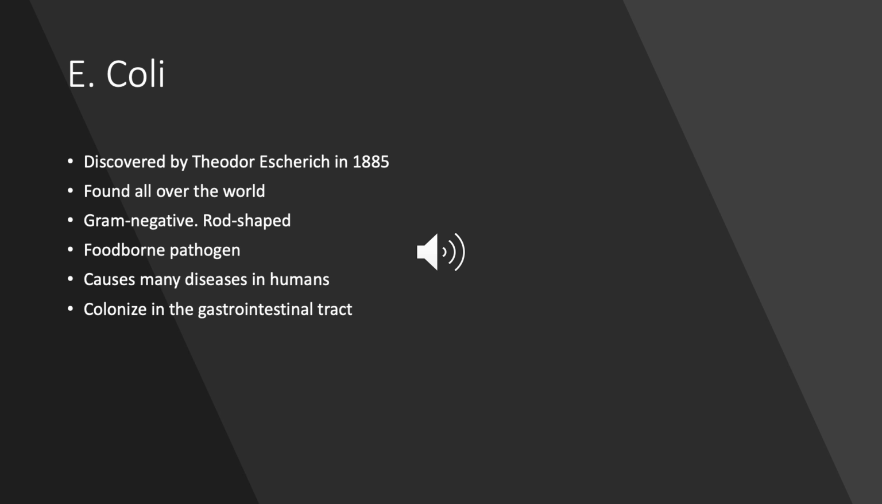E. coli was originally discovered by Theodore Escherich back in 1885 and is found all over the world. It is a rod-shaped gram-negative organism and foodborne pathogen. E. coli is known to cause many diseases in humans. However, it does not always have to cause harm to humans. E. coli can colonize in the gastrointestinal tract and be harmless to the human host. It becomes harmful when virulence factors such as transposons, plasmids, pathogenicity islands, and bacteriophages come into play.